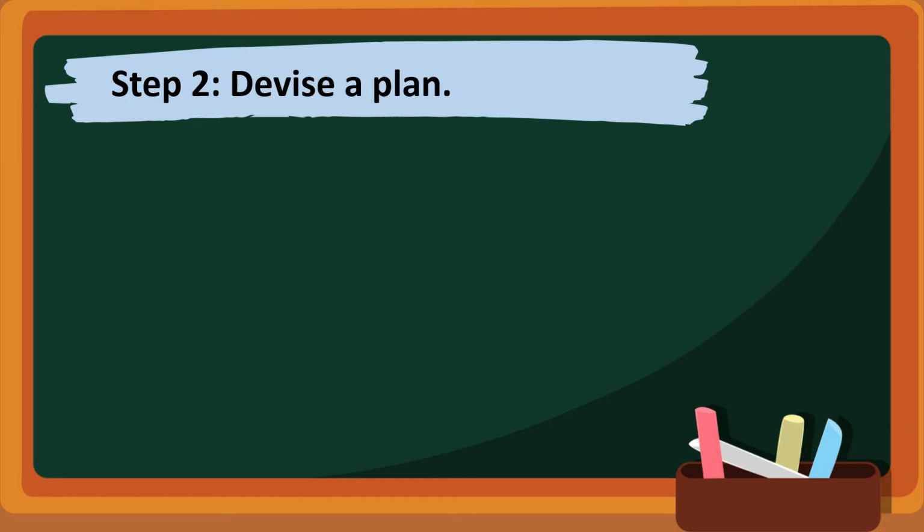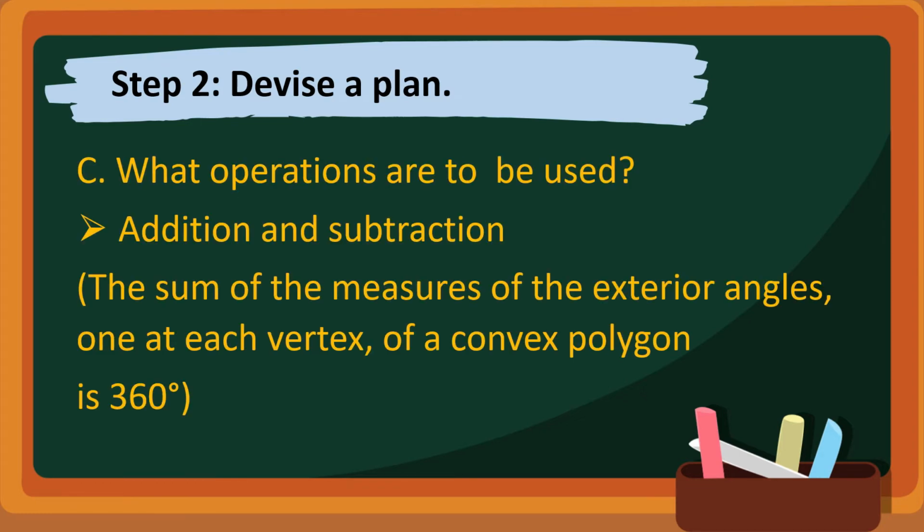What operations are to be used? Addition and subtraction. The sum of the measures of the exterior angles, one at each vertex, of a convex polygon is 360 degrees.